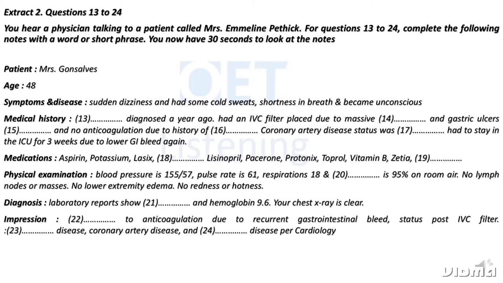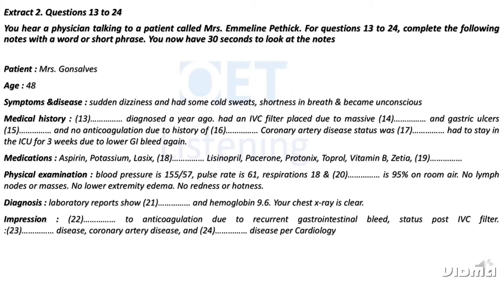Well, a year ago, pulmonary embolism was diagnosed. But during that time, I had an IVC filter placed due to massive gastrointestinal bleeding, diverticulosis and gastric ulcers, paroxysmal atrial fibrillation, and no anticoagulation due to history of gastrointestinal bleed. Coronary artery disease status was post-bypass graft surgery at that time. I had to stay in the ICU for 3 weeks due to lower GI bleed again.